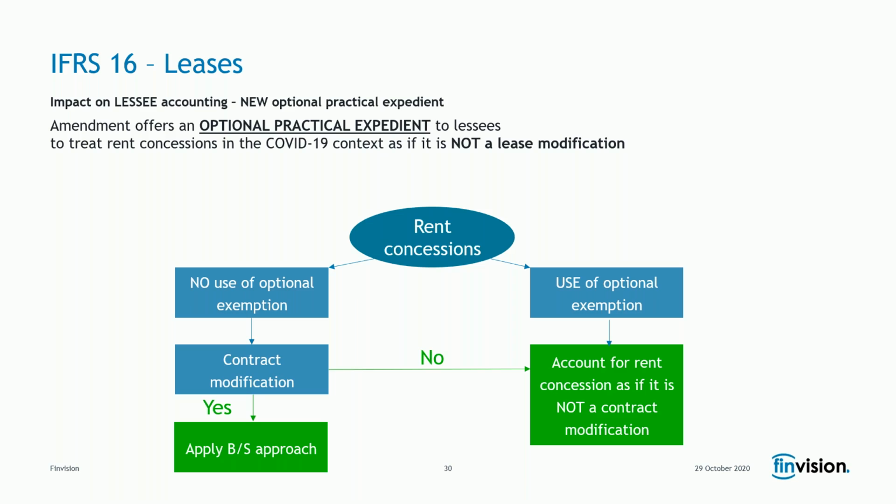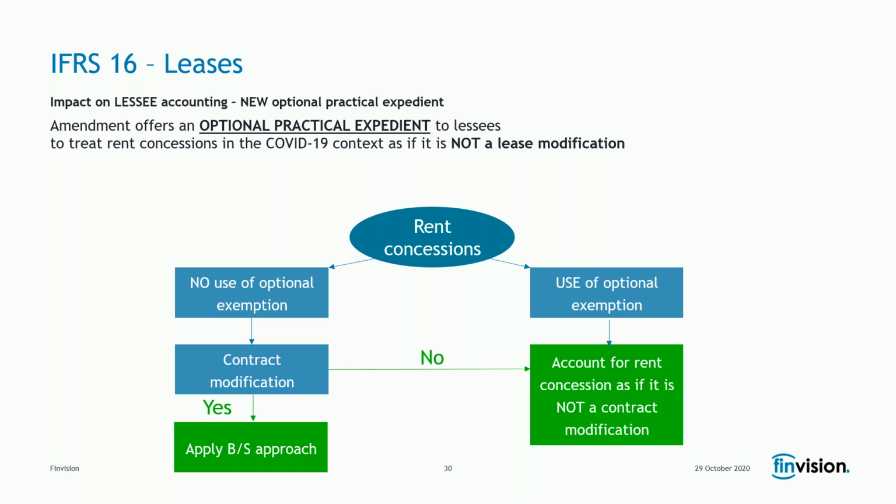So if you do not use the optional exemption, then you do the analysis. If you have a contract modification, you apply the balance sheet approach. If it's not a contract modification, you do not apply the balance sheet approach and you account for the rent concession as if it is not a contract modification. If you make use of the optional exemption, which also needs to be disclosed if you do that, then you account for the rent concession as if it is not a contract modification.